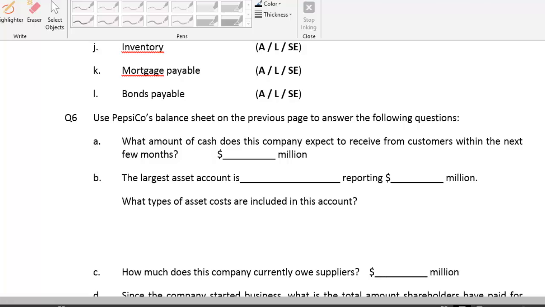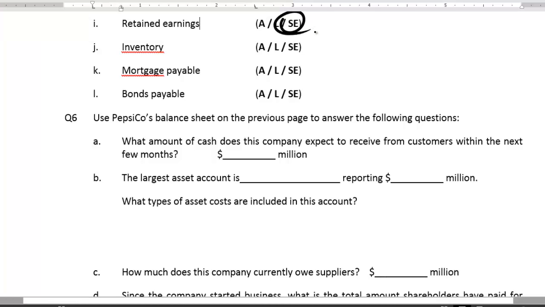Wait a second here. Inventory. Asset. Mortgage payable. Liability. Bonds payable. Liability. Yeah, bonds payable is a liability, not stockholders' equity.